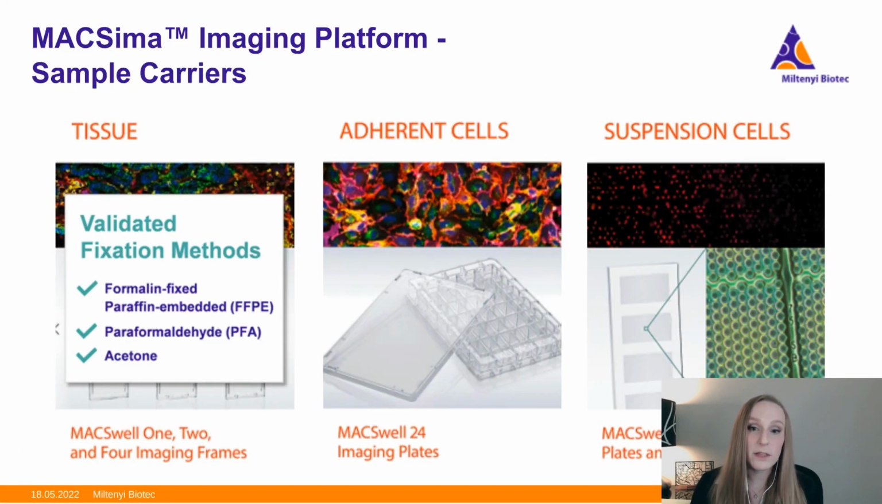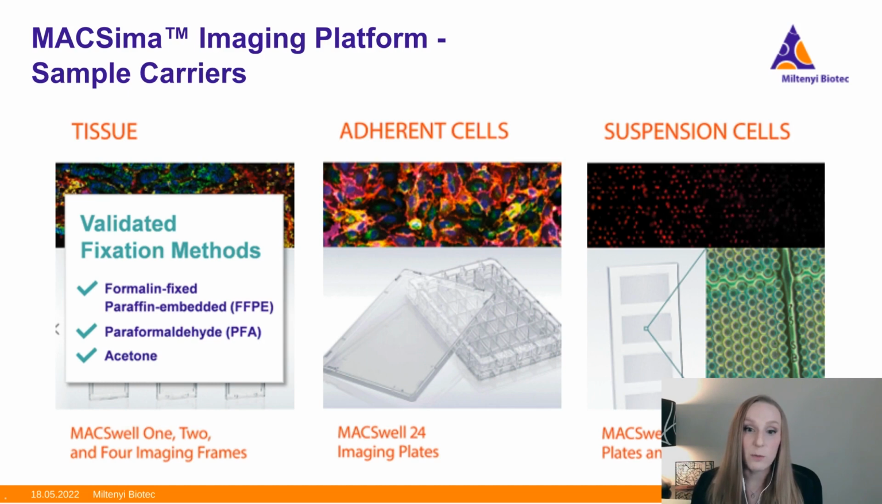The other thing is giving you the capability of doing different types of samples as well. Obviously, we talked about tissue, and wanting to work with maybe a couple of tissue slides that you have. We have this validated for multiple fixation types: FFPE, PFA, as well as acetone. But not everyone may be working with tissue. They may want to do something with adherent cells, which is where our Maxwell 24 imaging plates come in. You can just culture your cells in there, fix those, and then do the multiplexing in those. And eventually we're also going to be able to do suspension cells.